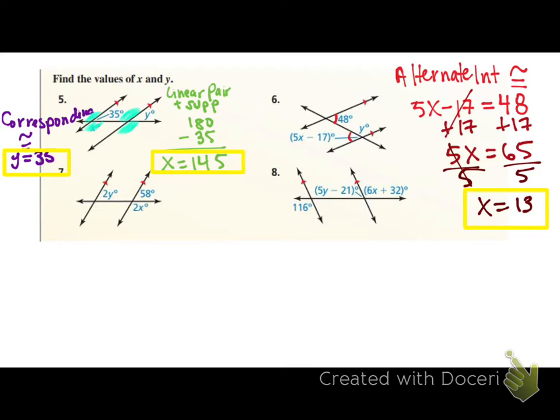And then what relationship does 48 have with angle Y? They are consecutive interior, which means that they are supplementary. So to find Y, we have to do 180 minus 48, which is 132.